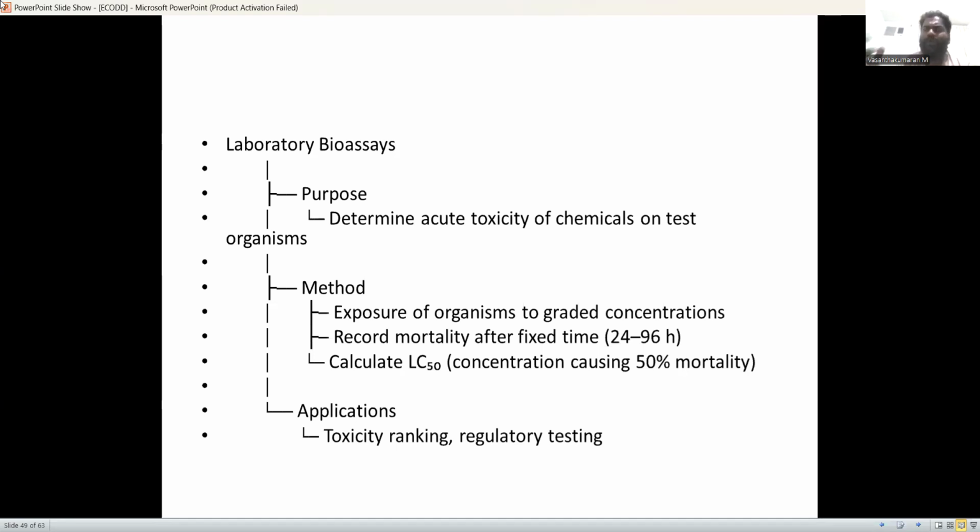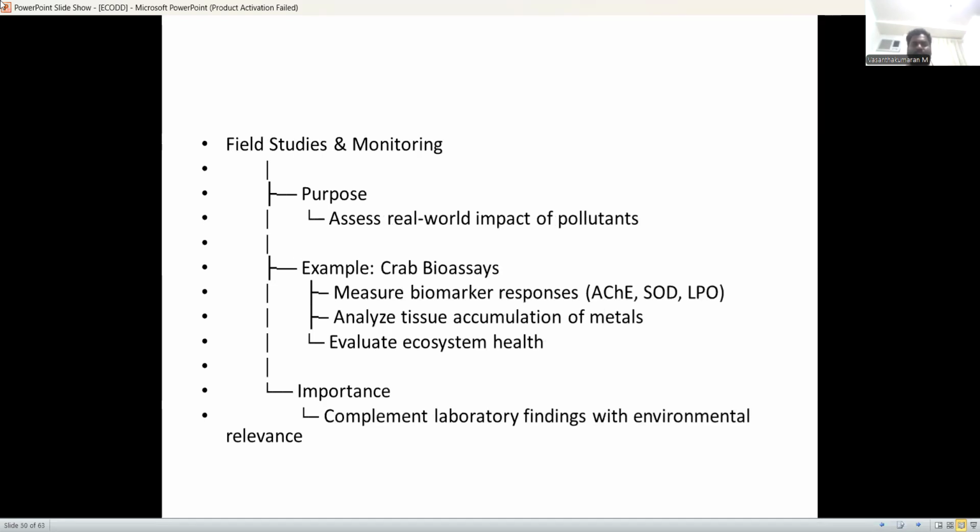We should know how much dosage and how much concentration; we should know the sublethal concentration, the threshold dose, and the sublethal dose. We should know how much mortality is happening by a toxicant, a pesticide, a herbicide, a nanoparticle, a heavy metal. We should know at what timing and what dosage the animal is dying. So we should do all the toxicity rankings and regulatory testing. Then field studies monitoring.